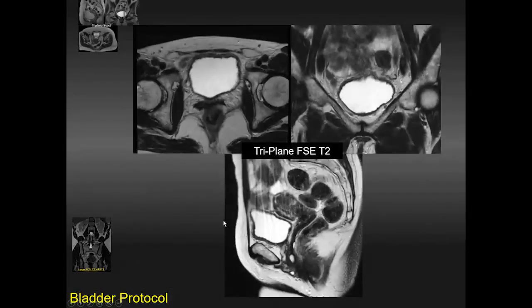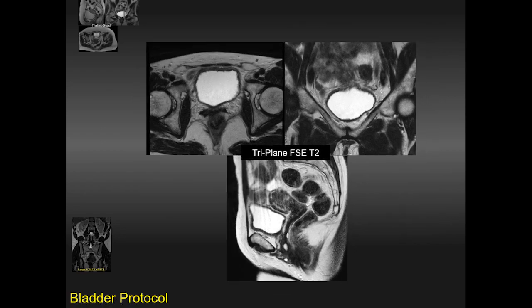After we do the large field of view T2, we do triplane conventional fast spin echo or turbo spin echo T2s, and these are essentially the money sequences along with the diffusion and gadolinium enhanced images. So we acquire the T2s in axial, coronal, and sagittal planes, again covering pelvic sidewall to pelvic sidewall, ensuring that you have adequate coverage of the bladder.